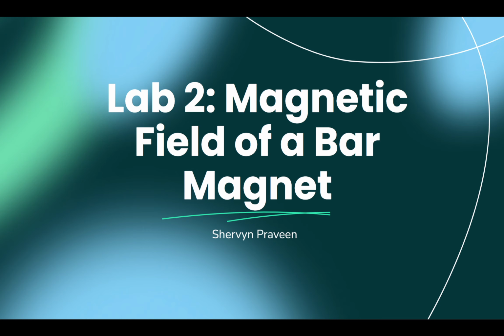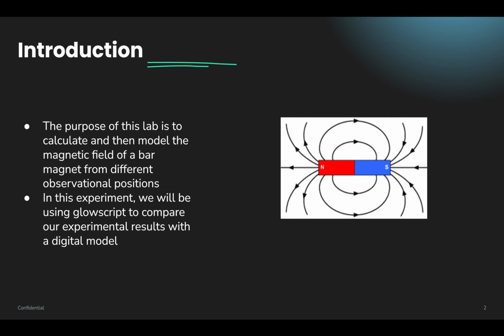Lab 2, Magnetic Field of a Bar Magnet by Shervin Praveen. Introduction. The purpose of this lab is to calculate and then model the magnetic field of a bar magnet from different observational positions. In this experiment, we will be using GlowScript to compare our experimental results with a digital model.